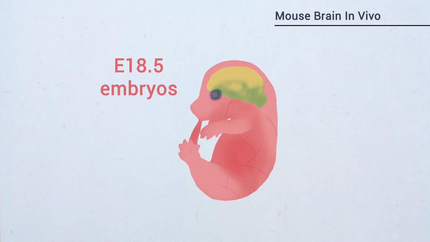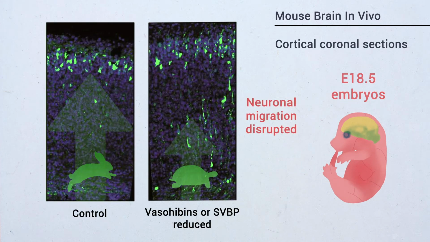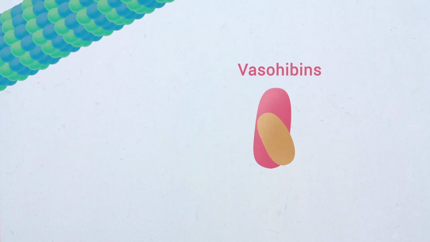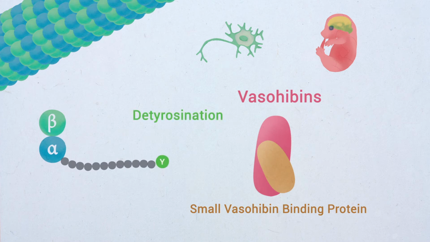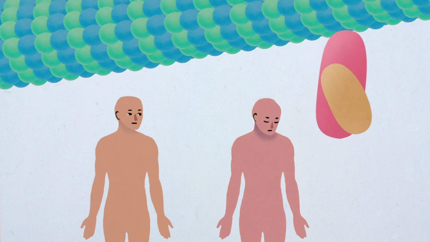We next tested the functional significance of Vasohibins in vivo in the mouse brain and showed that the reduction of their expression disrupted neuronal migration in the developing neocortex. Overall, our results indicate a critical role of the Vasohibins and their associated partner small Vasohibin binding protein in neurons and the brain, and further support that they represent long-sought tubulin carboxypeptidase enzymes. The impact of detyrosination enzymes on microtubule functions in health and disease may now be further explored.